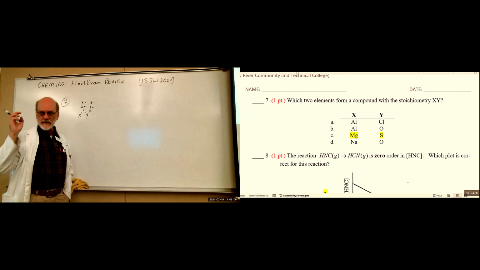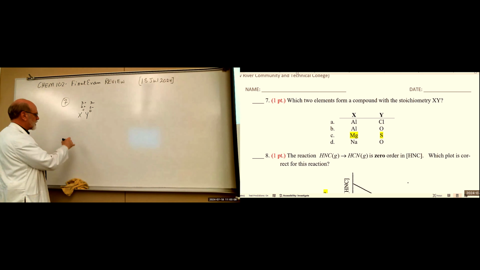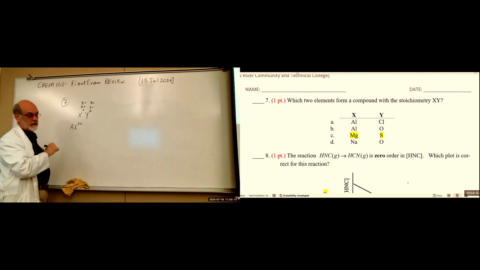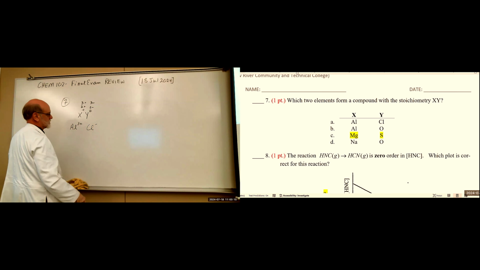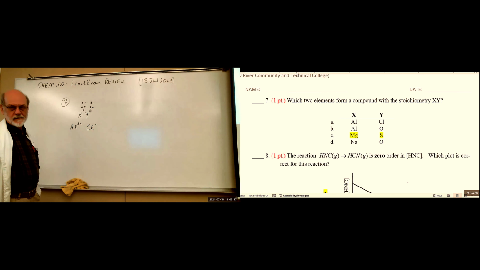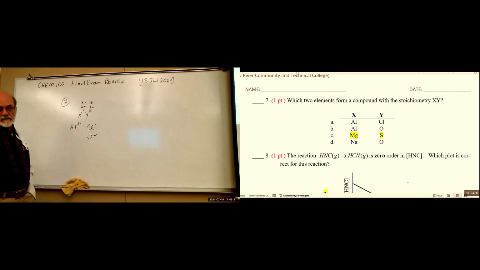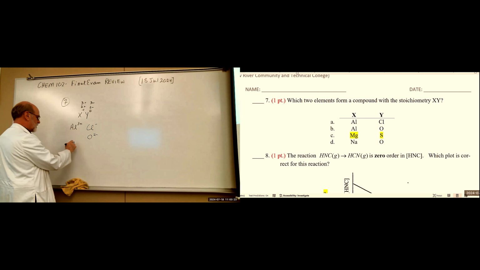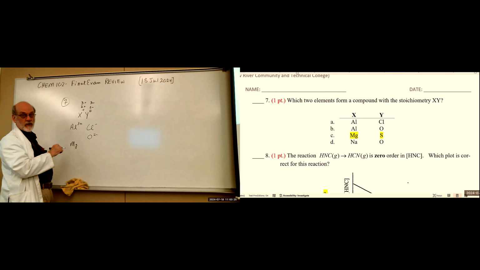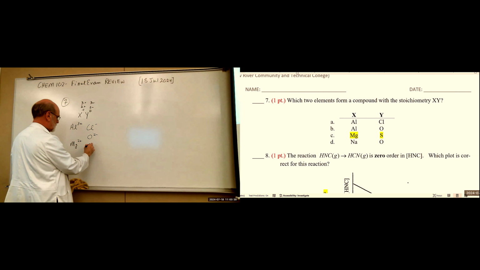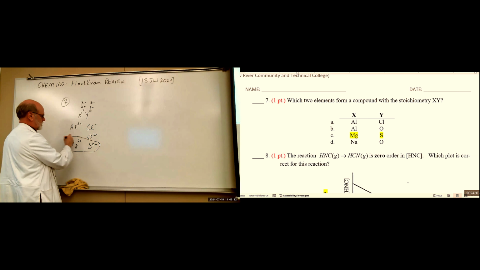So you look at your choices, aluminum and chlorine. Aluminum forms a 3 plus ion. Chlorine forms a 1 minus. That's not going to work. How about aluminum and oxygen? Well, that's a 2 minus. That's not going to work either. How about magnesium? Alkaline earth, 2 plus, and sulfur, 2 minus. There you go. That'll work.